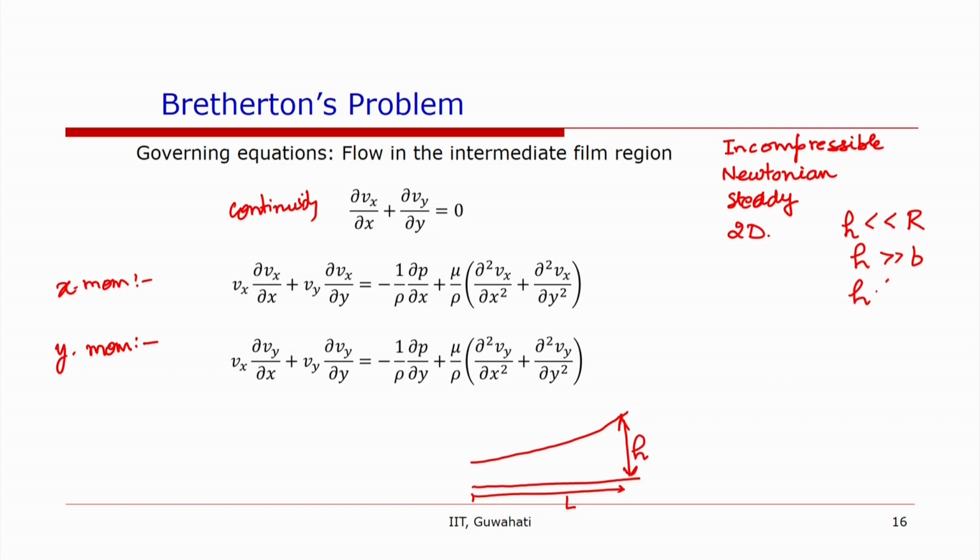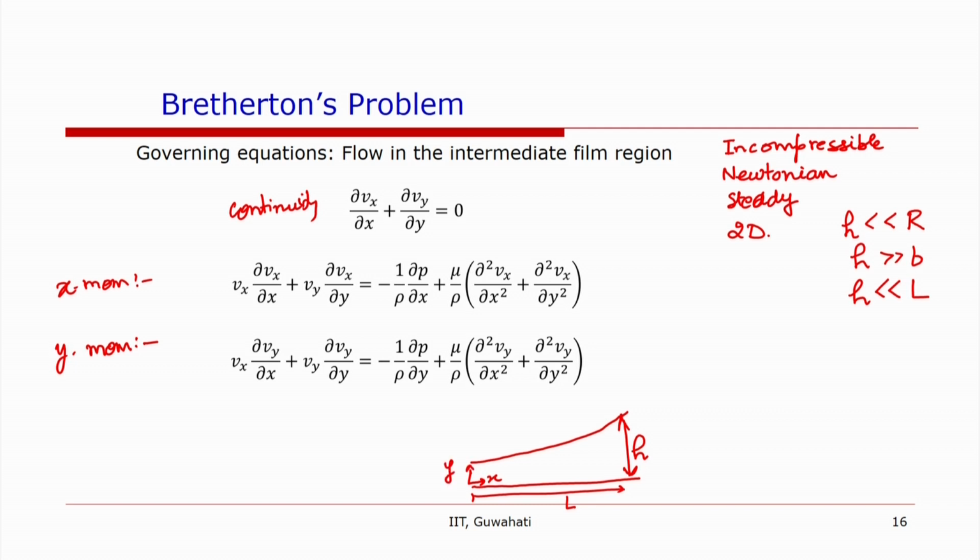H will also be smaller than L, where L is the length along the axial direction. So this is the x direction, this is the y direction.